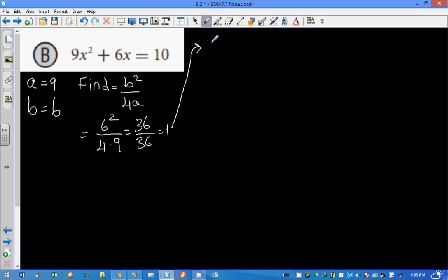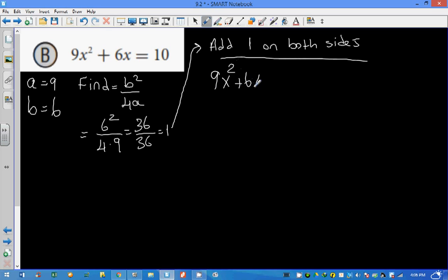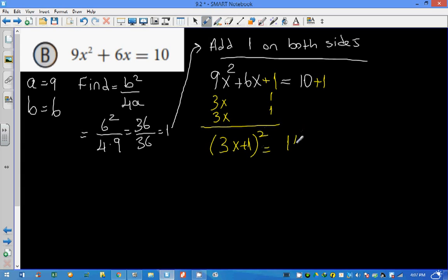Then add 1 on both sides. So 9x squared plus 6x plus 1 equals 10 plus 1, and this will be 3x and 3x. This will be 1 and 1 as a factor. So 3x plus 1 squared is 11.